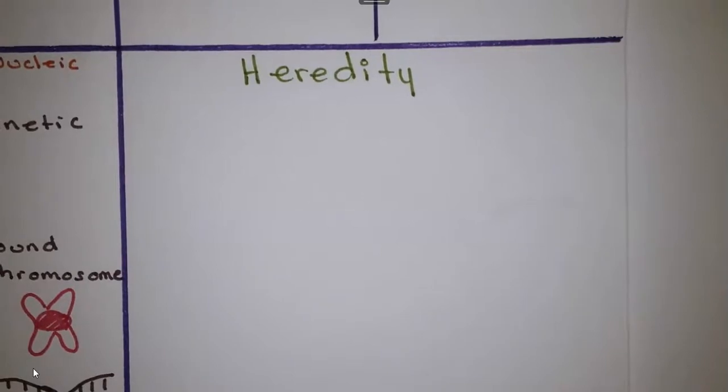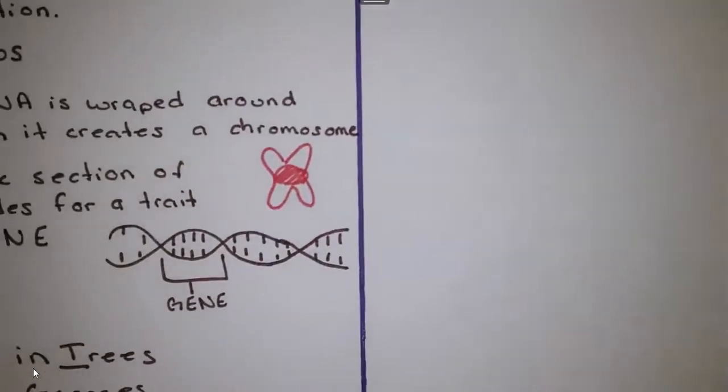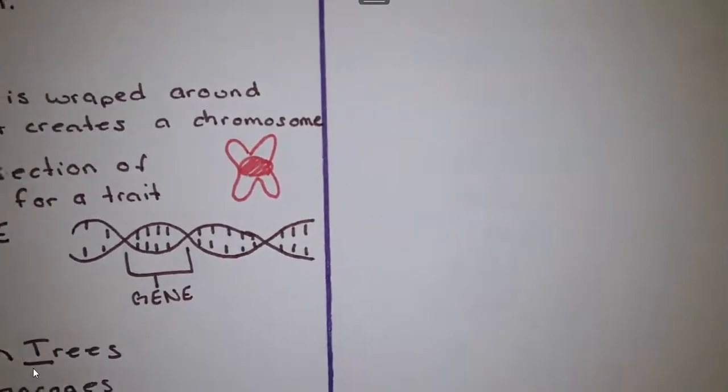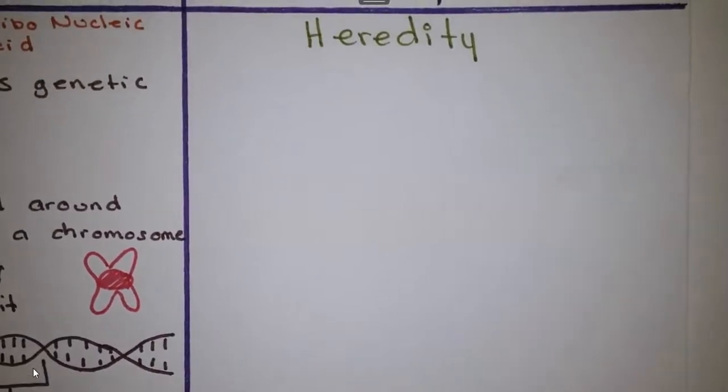And our genes are found in a specific location in the DNA. So let me go back to my DNA strand. This is a gene, and this is going to code for a specific protein that's going to code for a hair color or eye color.